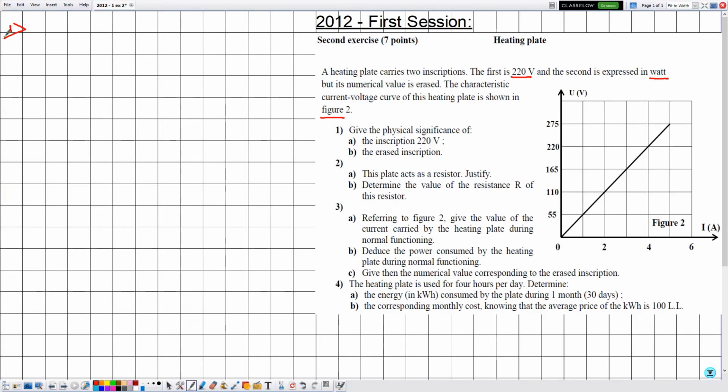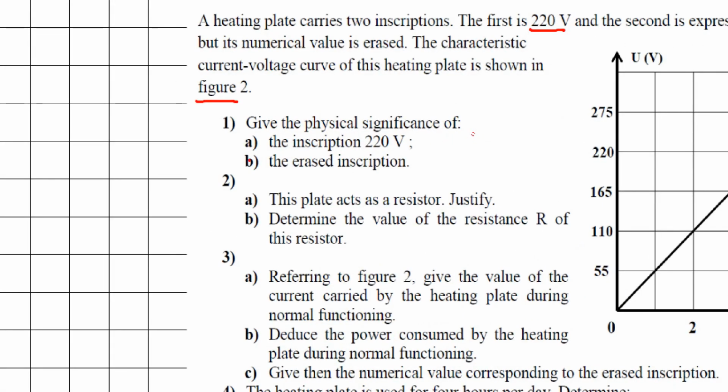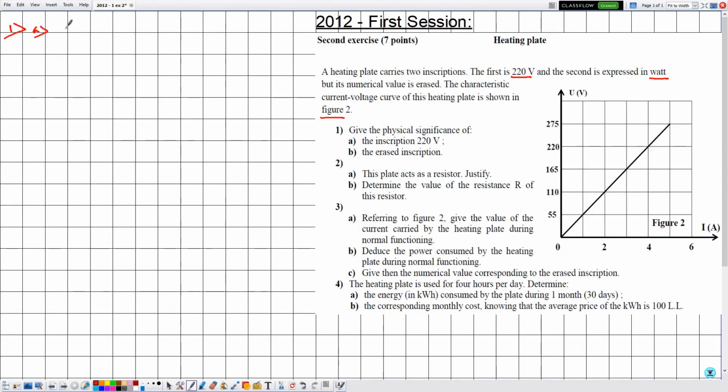Number 1, give the physical significance of part A, 220 volts. In other words, we need to give the meaning of this indication. So it is rated because it has the unit of volts, so it's the rated voltage of the electric appliance, the heating plate, under which it functions normally.